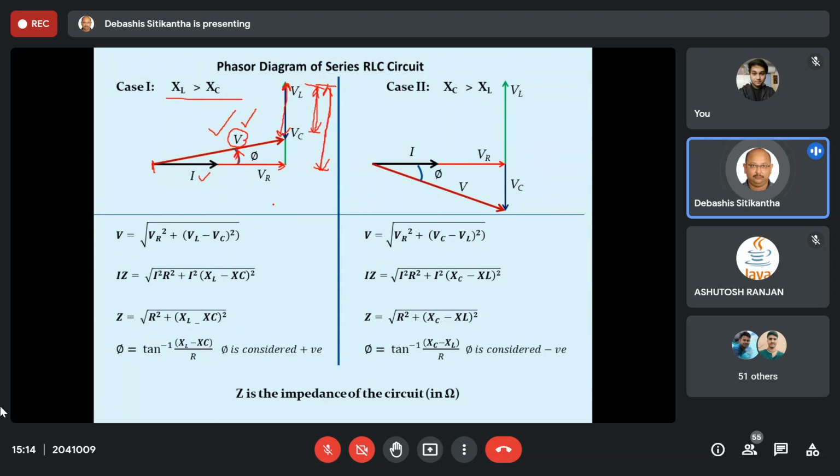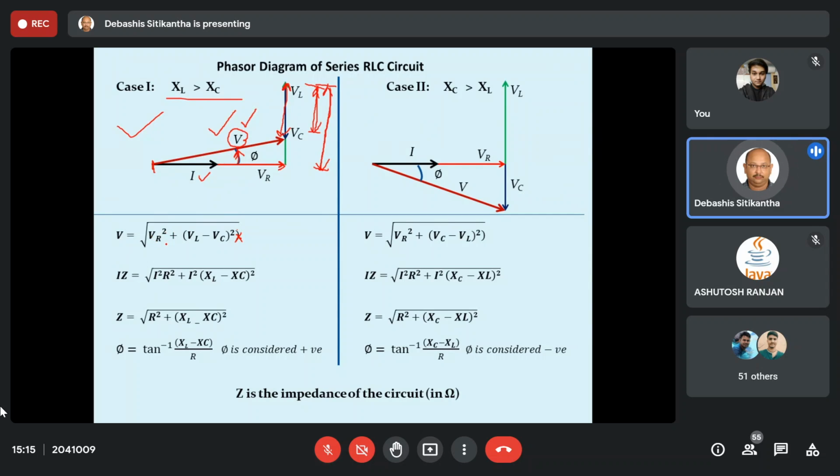So this is what we have drawn by means of the phasor diagram. Let us try to understand it in a theoretical manner. Now you can see V is equal to the square root of VR square plus VL minus VC whole square. Forget about this extra bracket I have drawn, no need of looking at it.